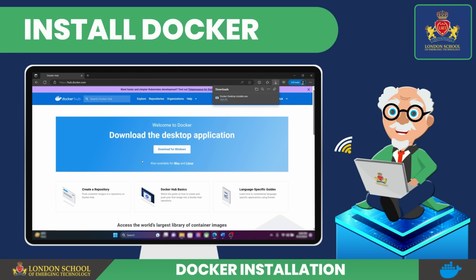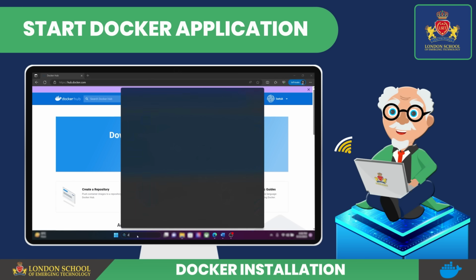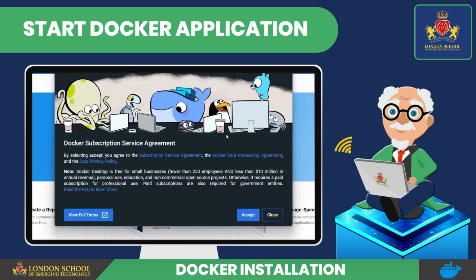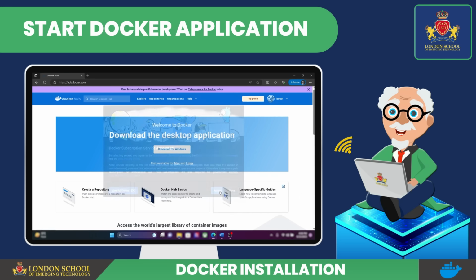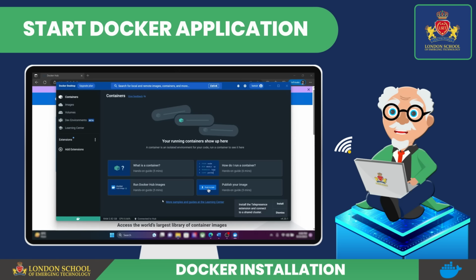Please click on Close. Start the Docker application. Now search for Docker Desktop in your Windows search bar. Please click on the Open button. Now, please click Accept Docker Service Agreement. Here you can select your role or simply skip it. As you can see, the Docker Desktop dashboard appears next.